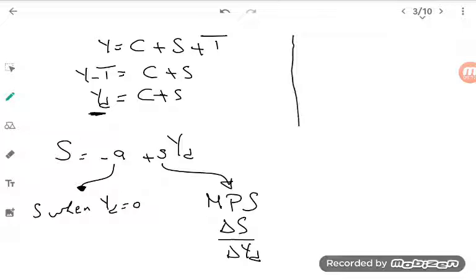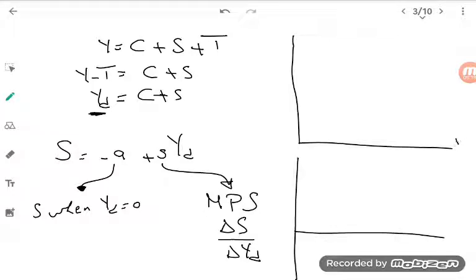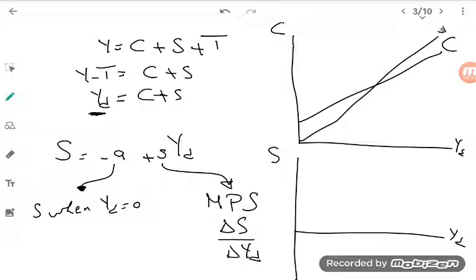To illustrate this graphically, this is the consumption function and this is the saving function. YD, C and S, and this is consumption, and the 45-degree line, which is the income line. In the first part, consumption is greater than income, so savings will be negative, which is negative A, and this is A.